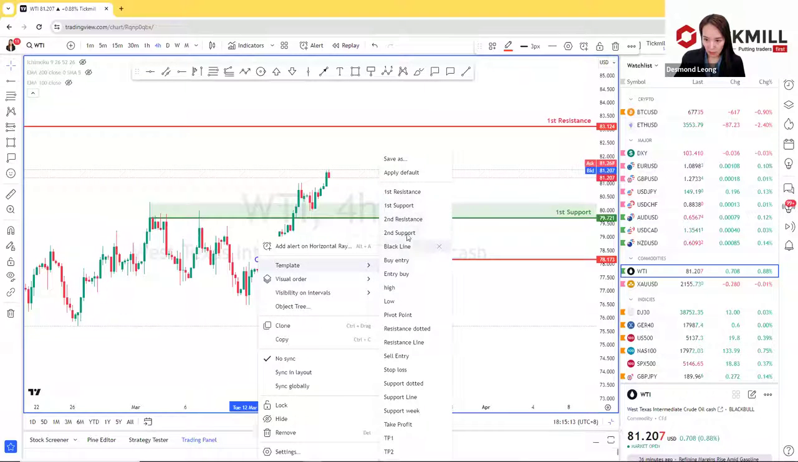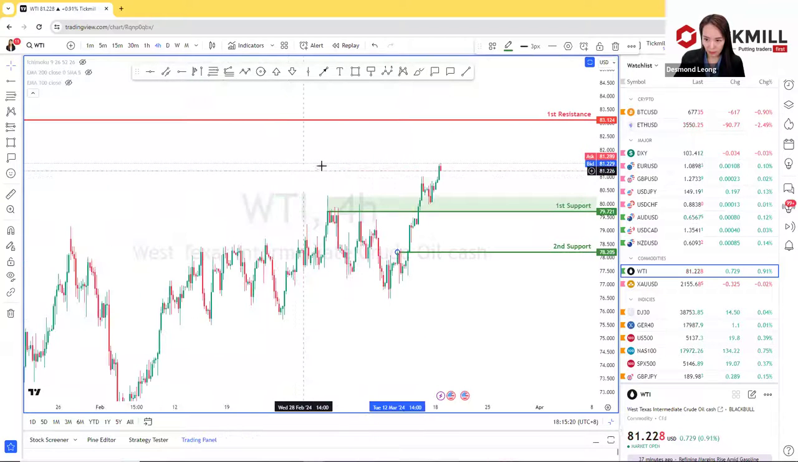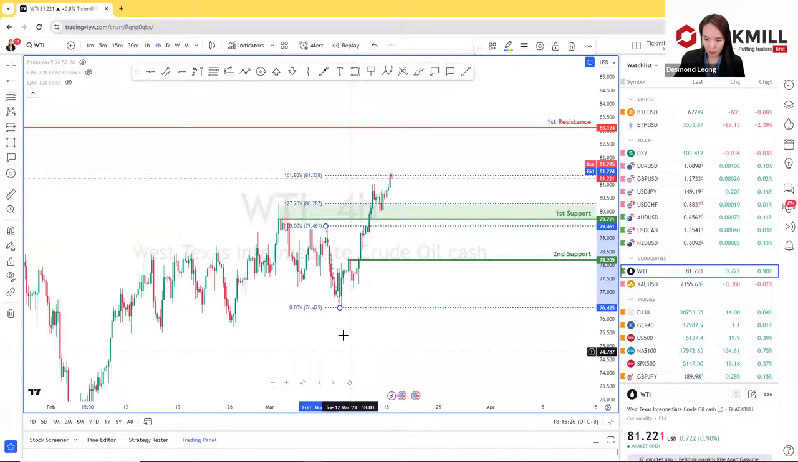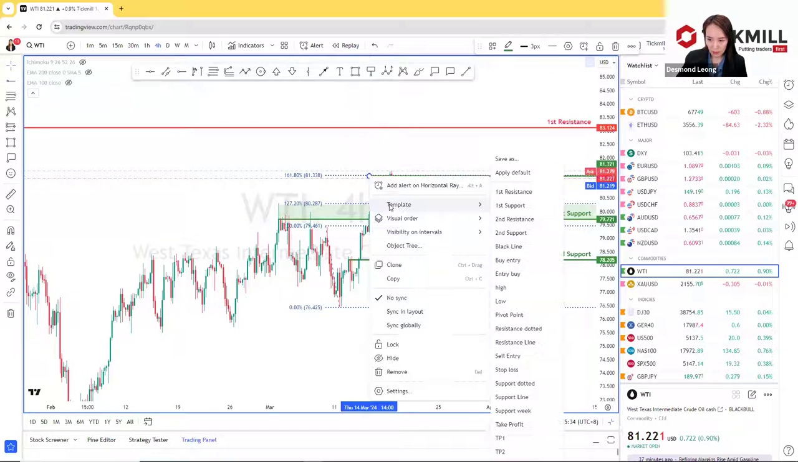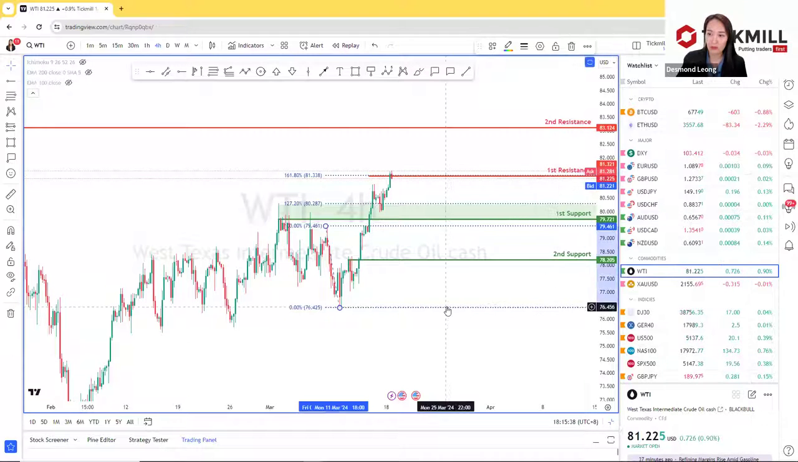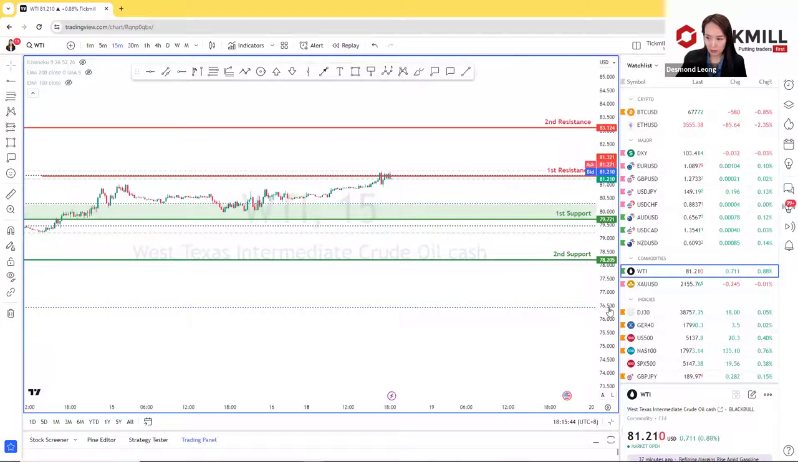Where is my level here? I can use extension. I put it here. You can see that price reached extension 161. Either this is my first resistance, or this is my second resistance in H4.